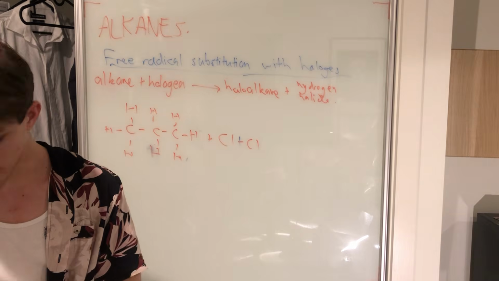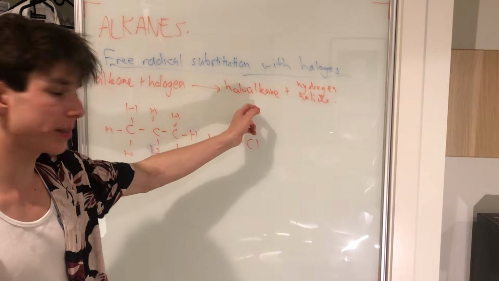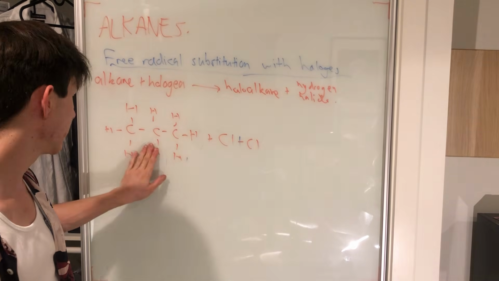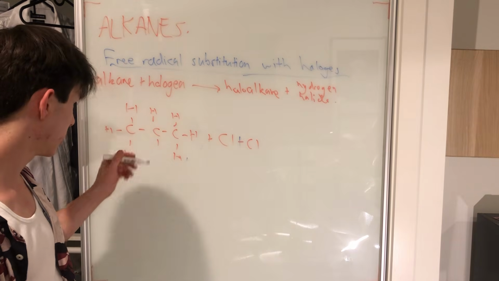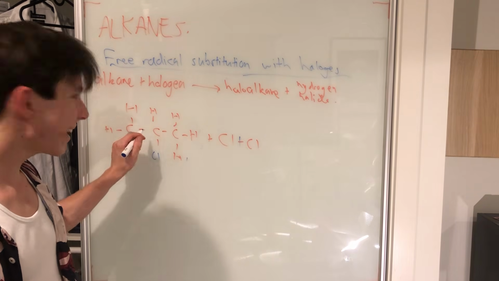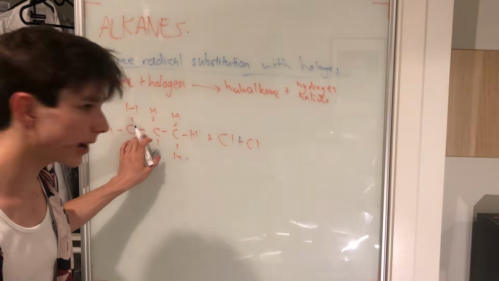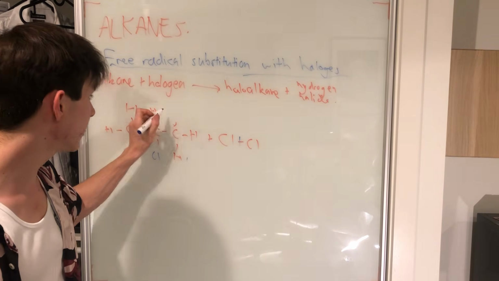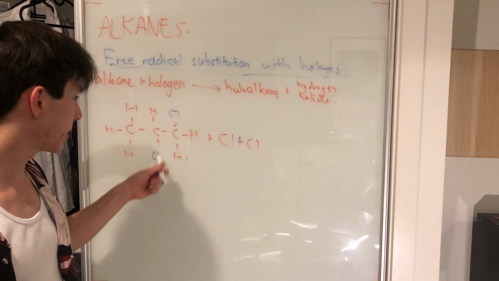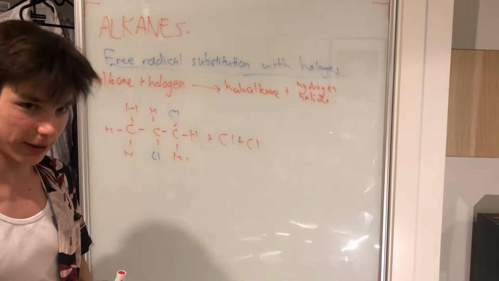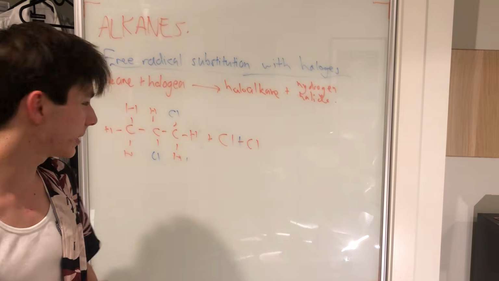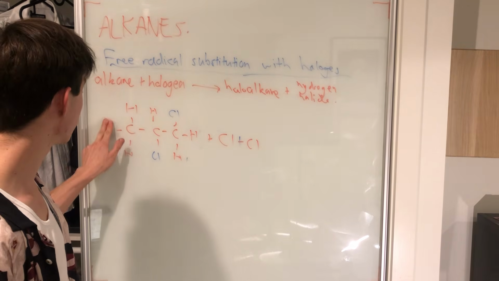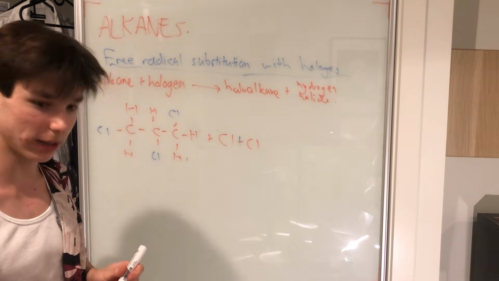And the other issue is, say we've already done this reaction once and we've now got a haloalkane. So say I substituted this one for chlorine. There's nothing special about that. This can react again with the chlorine, and now we've substituted this one. We've got a dihaloalkane now. And that's not what we wanted. And this can react with this again, and now we've got a trihaloalkane.